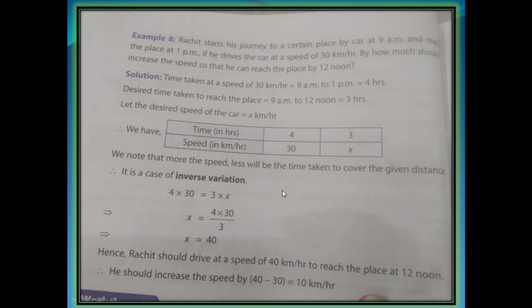It means when you increase your speed from 30 to 40, then you will cover your distance in 3 hours. So, how much have we increased the speed? By 10, because now we have got the answer 40 and the previous speed was 30. So, your answer will be 10 kilometers per hour.